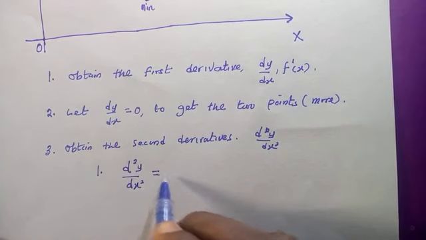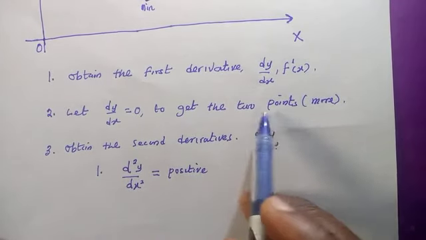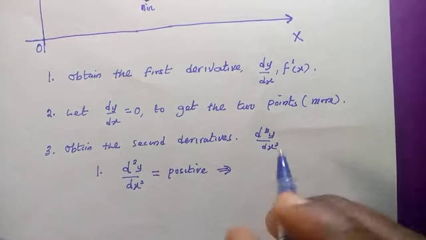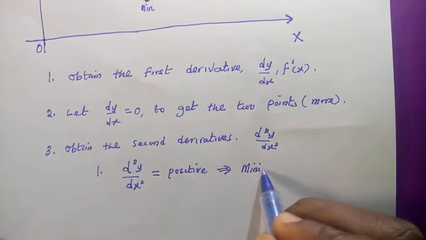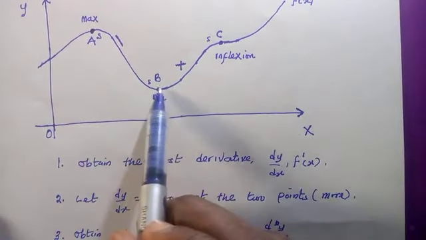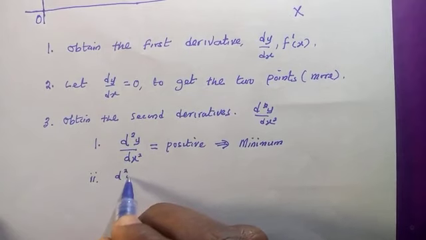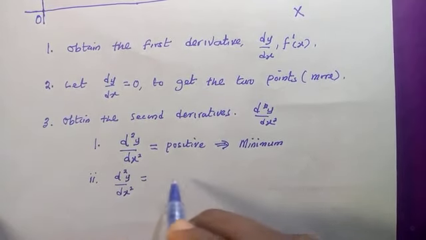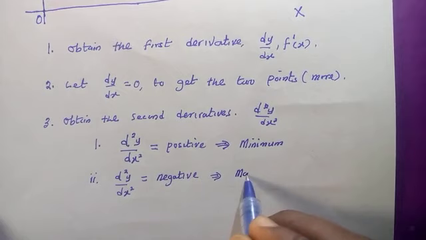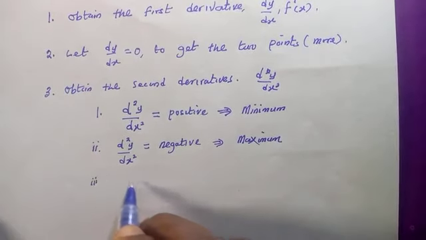Let's see this. If d square y over dx square equals positive, I mean if it is the positive value that we obtain, we are going to consider this as the minimum of the function. From the graph, we will just show, when the derivative starts increasing, we are going to obtain the positive value, which is the minimum. Then when we have d square y divided by dx square, and we substitute the value we obtain from the dy dx, and the answer is negative, that is maximum, because from the graph as well, when it is decreasing, it gives the maximum.